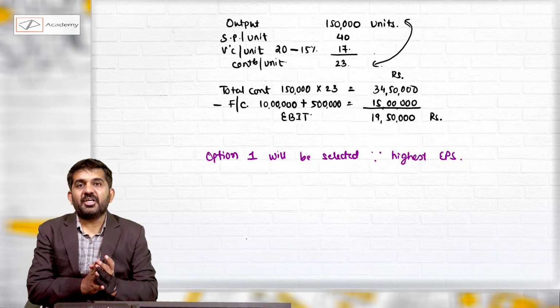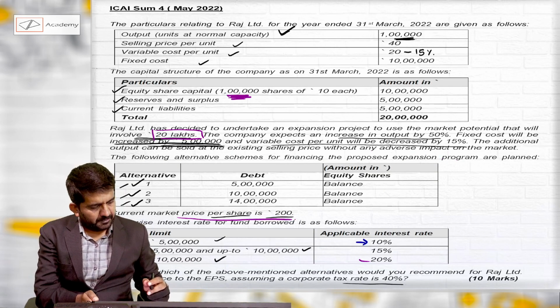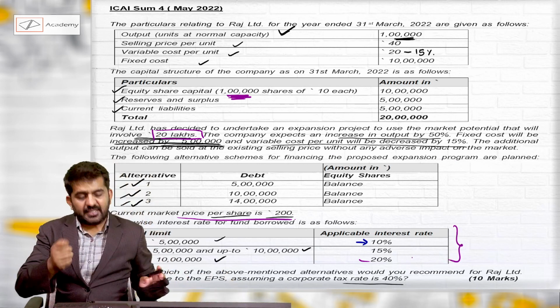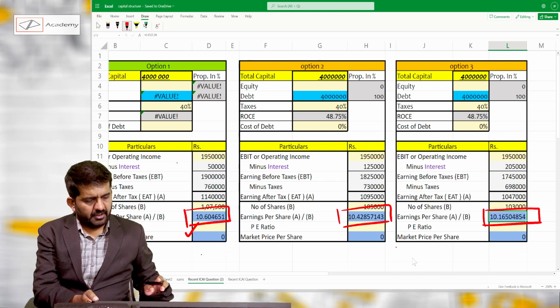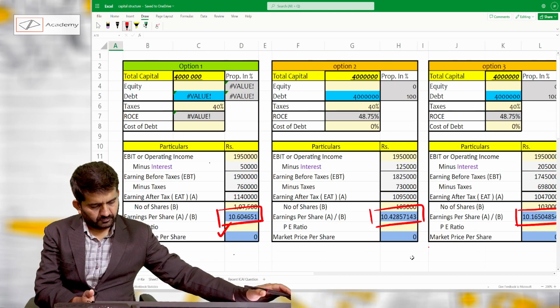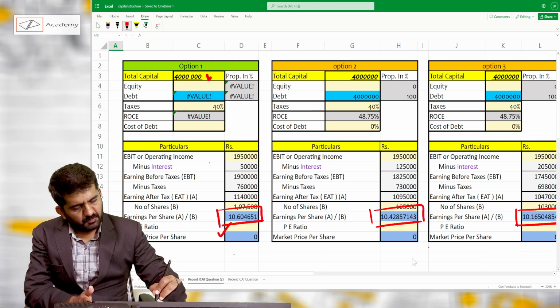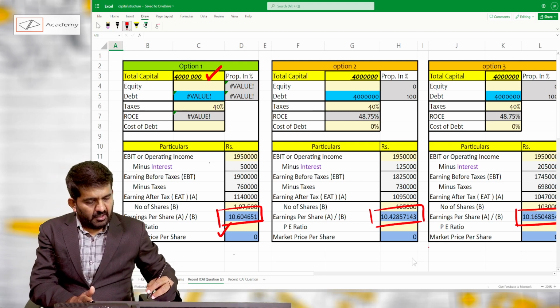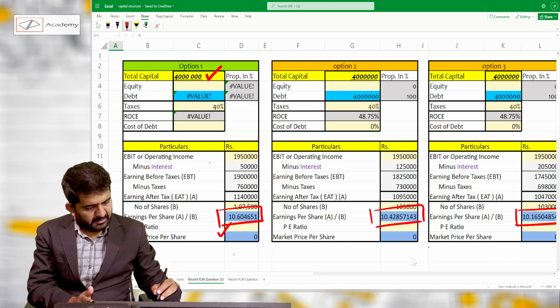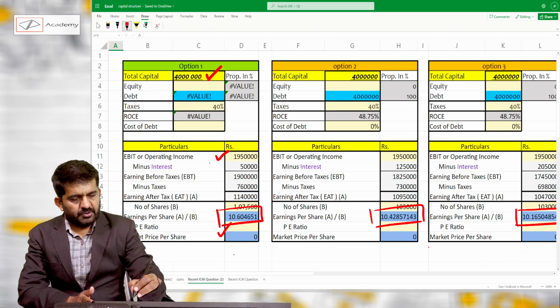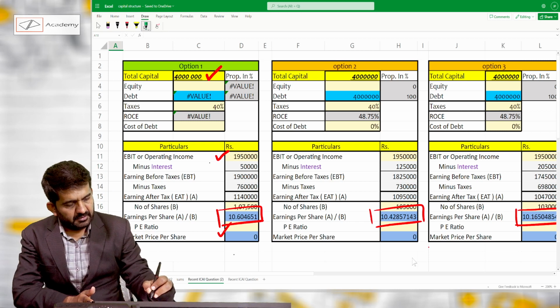Sir, trading on equity will not work over here. Please understand it is difficult because of this. Still we can use it. Try to concentrate. How much is the total capital employed? Is 40 lakhs. How much is EBIT? 19,50,000. Let me make it this as 40 lakhs.